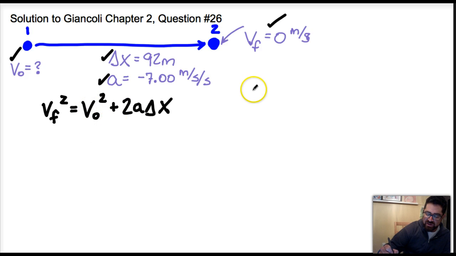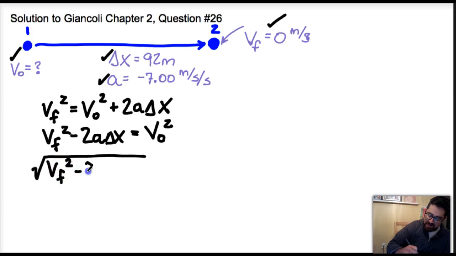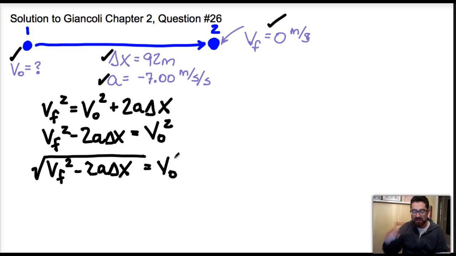We're going to rearrange this equation for v naught. So that's going to become v final squared minus 2a delta x is equal to v initial squared. Now I'm going to take the square root of both sides, and that yields the square root of v final squared minus 2a delta x is equal to the initial velocity before the driver applied the brakes. Now we're ready to substitute. So in the next step, we'll just plug our numbers in.